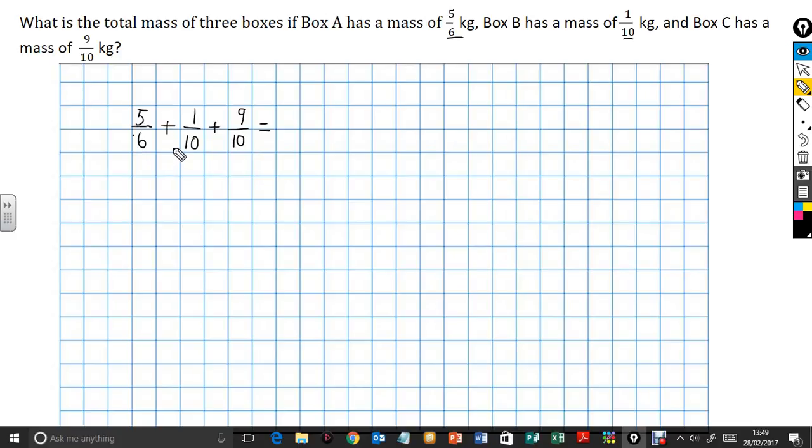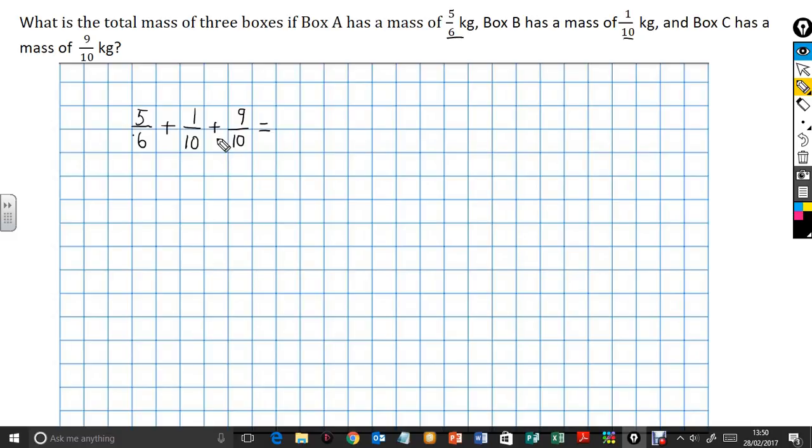So we need to change 1, 2, or all of the fractions into equivalent fractions of the same value so that all 3 fractions have the same denominator. Now, how are we going to do this? Can we change 6 into tenths? Well, no, because we can't multiply 6 by any whole number to convert it into tenths. So really we're going to have to change all of the denominators.